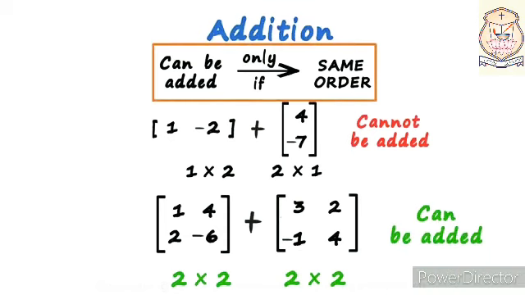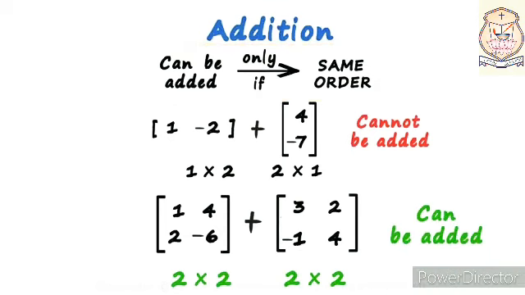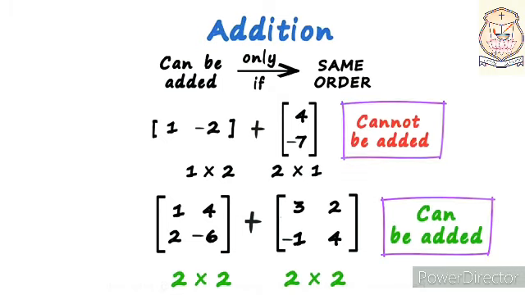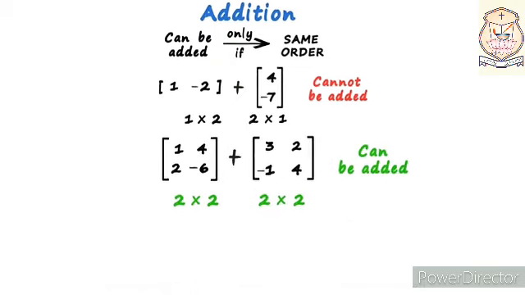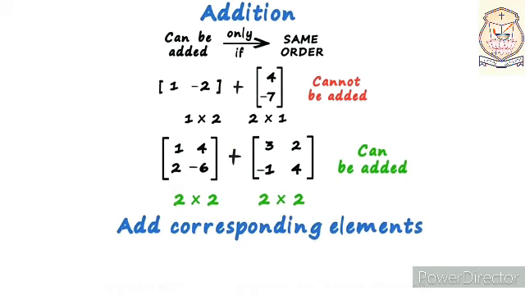This should always be our first step. Before we move on to addition, we should check if they can be added or not. Once we know that they can be added, we can perform the addition. So how do we add two matrices? We simply add the corresponding elements.